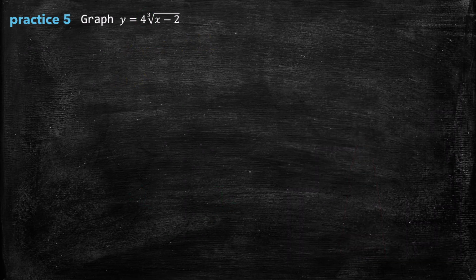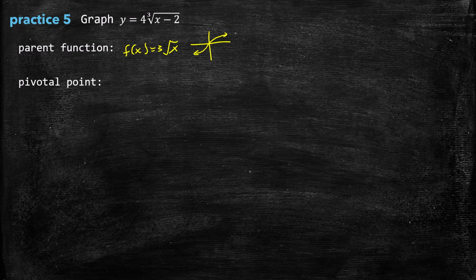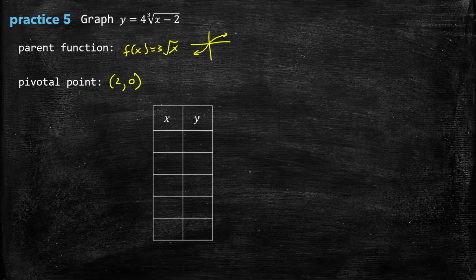So for our last practice problem before the speed graphing, let's identify our parent function, which is the cube root of x, which we recall looks like y equals x cubed on its side. In terms of the pivotal point, we have a vertical stretch of 4, a horizontal shift to the right 2, and no vertical shift. So that means the pivotal point is at 2, 0. Let's make that the center of our table.